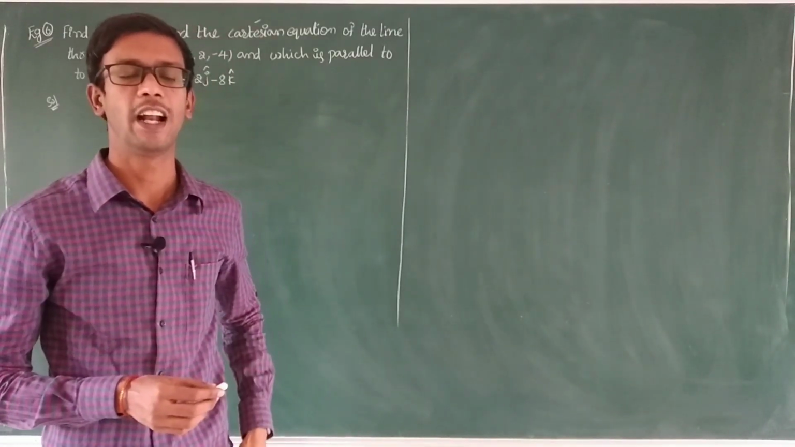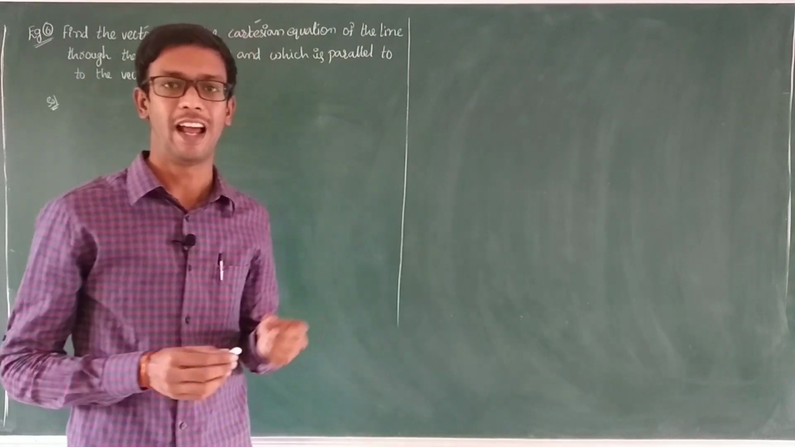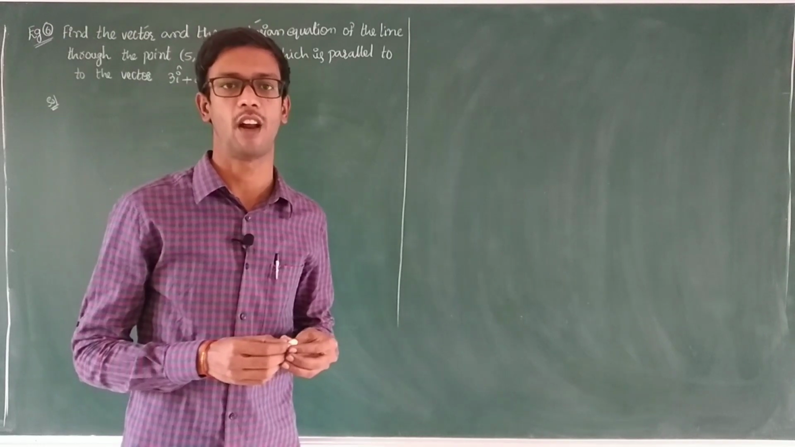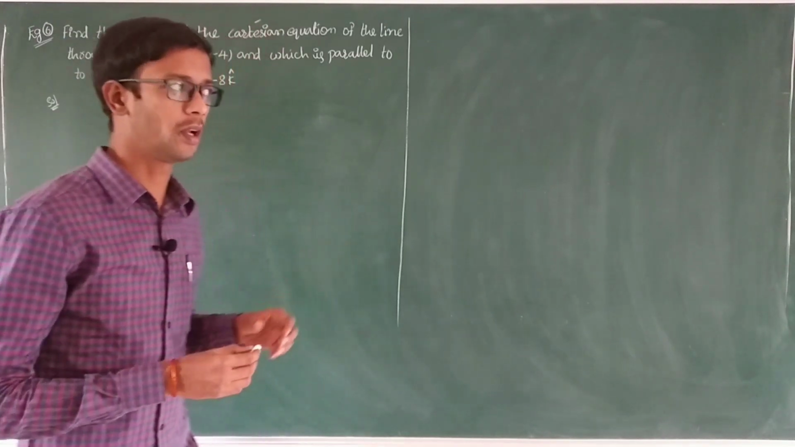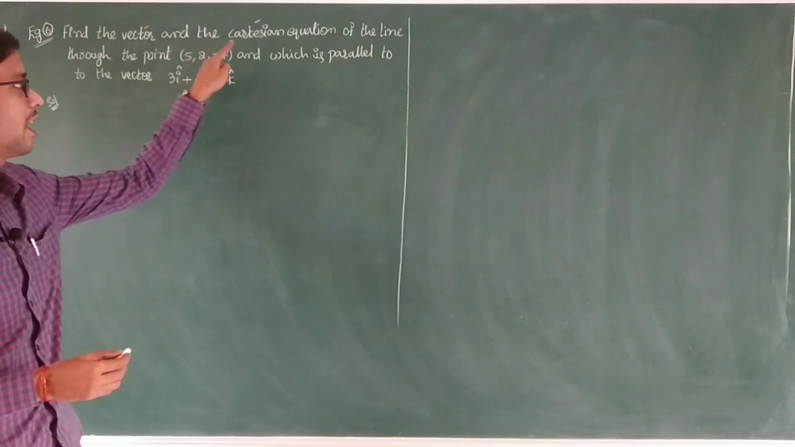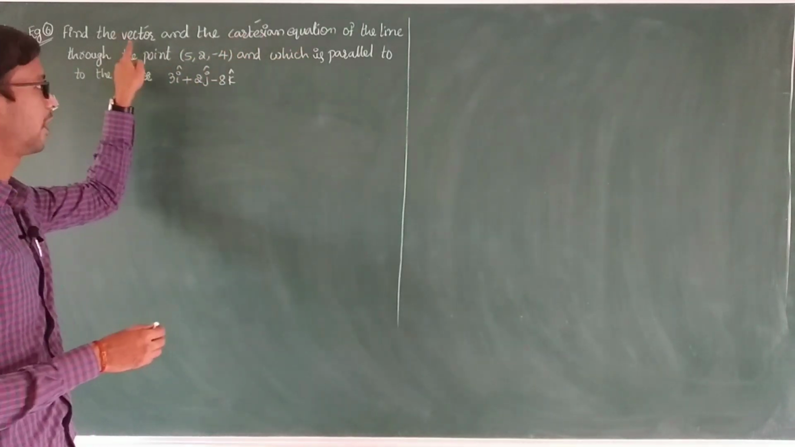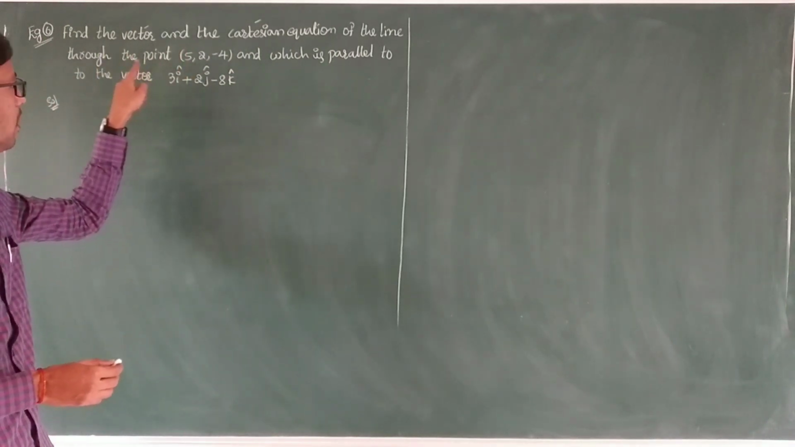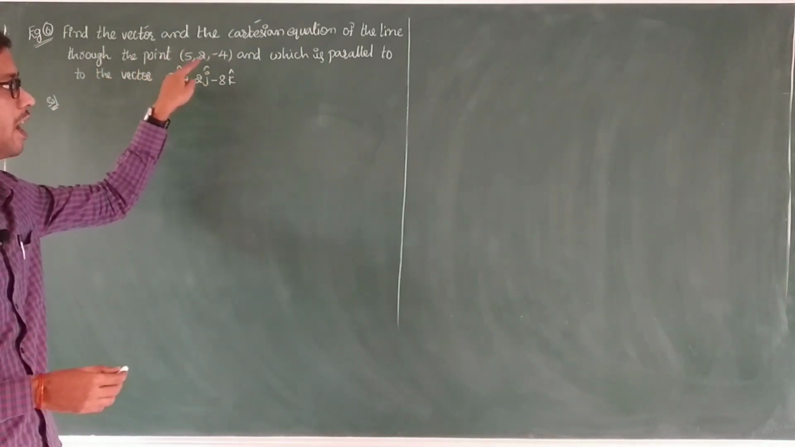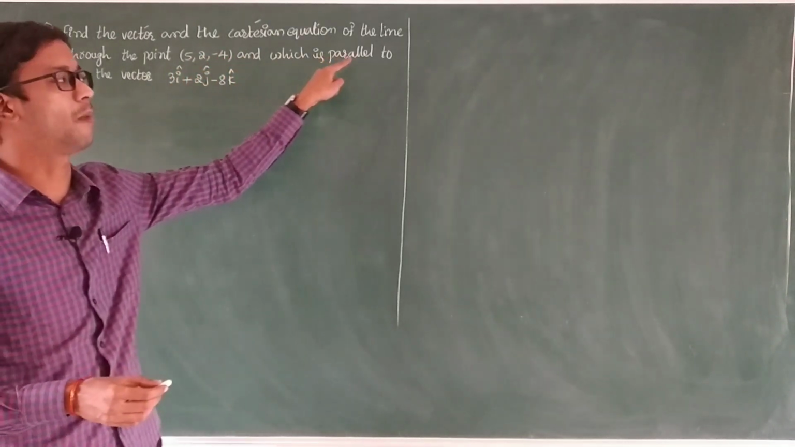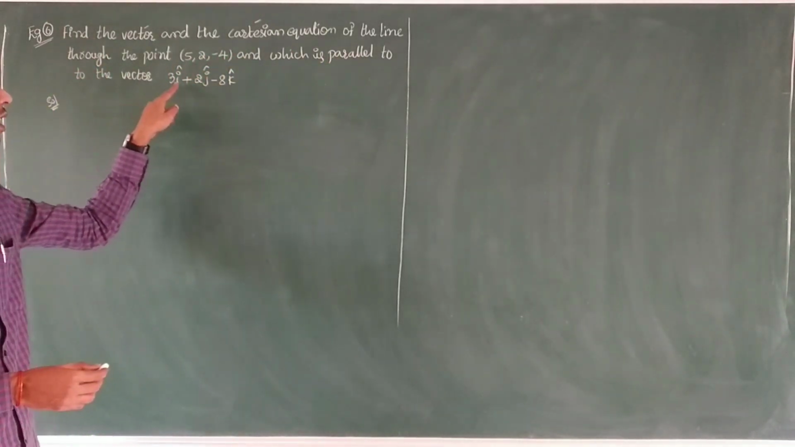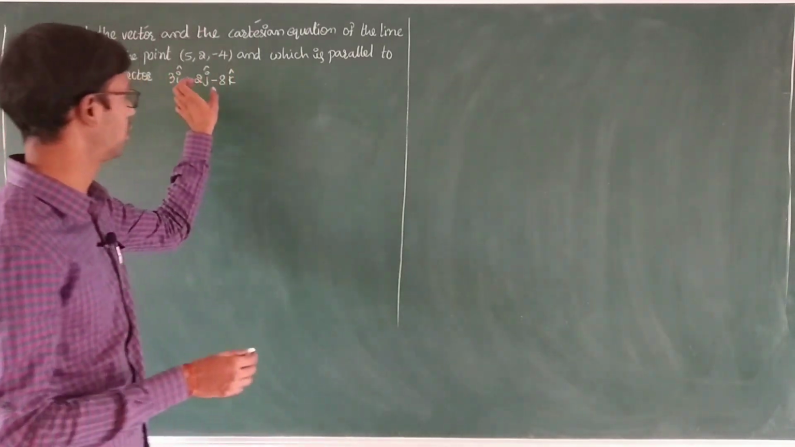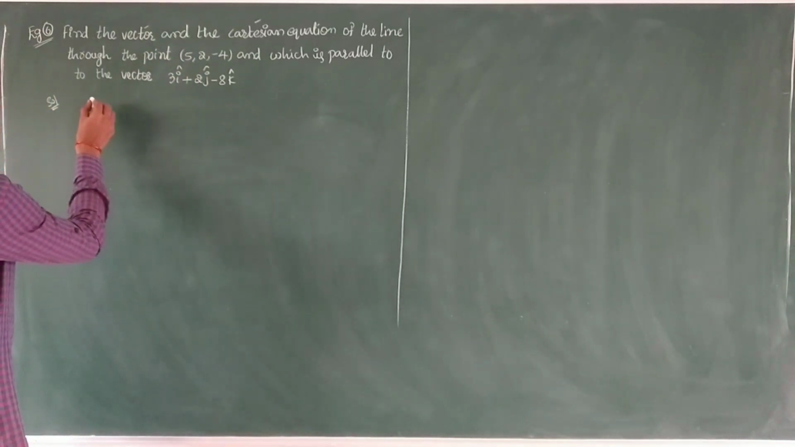Next, one example based upon a line equation which is passing through the given point and parallel to the given vector. Example number 6: find the vector and Cartesian equation of the line which is passing through the point 5 comma 2 comma minus 4 and which is parallel to the vector 3i cap plus 2j cap minus 8k cap. So I will write here, given first.